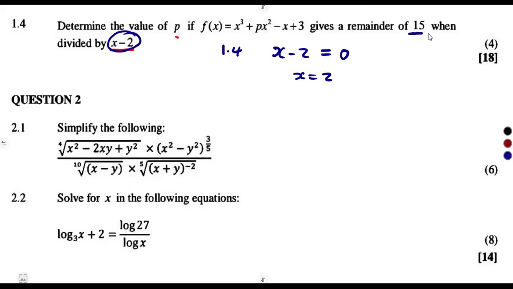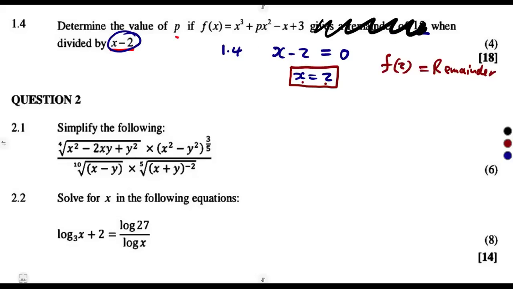Whether they said it's a remainder or a factor, the value of x that you have here is 2. It means f of 2, the value of x, is equal to the remainder. So if they say this one is a factor, it means there is no remainder, guys. If it is a factor, the remainder is 0. So that's why we'll end up with f of 2 is equal to 0.